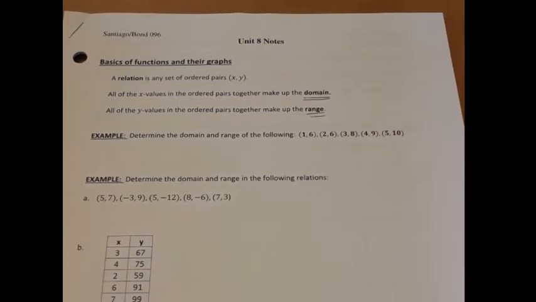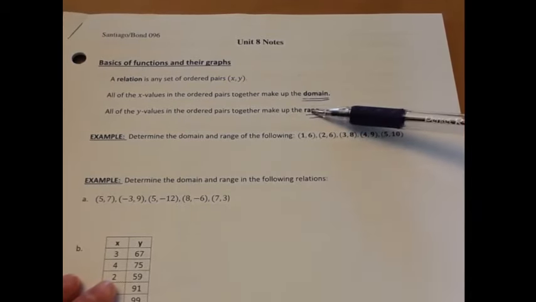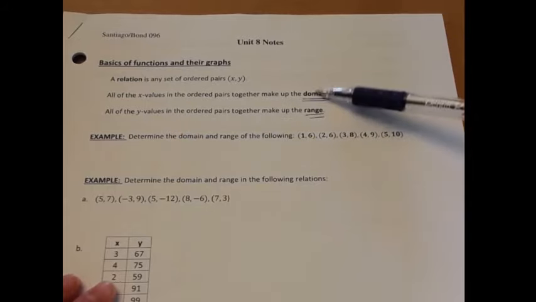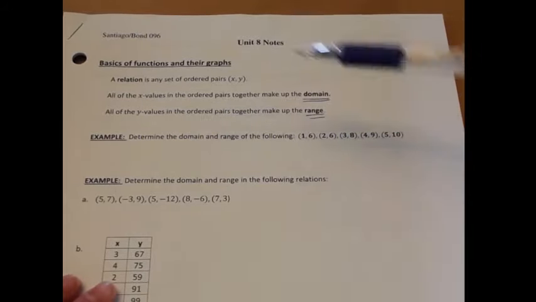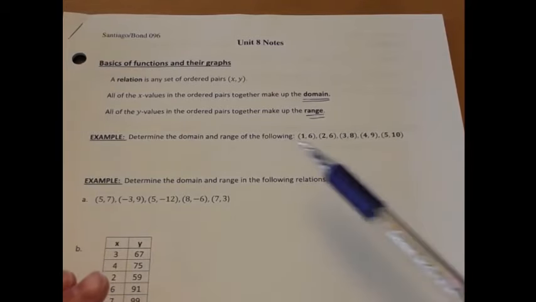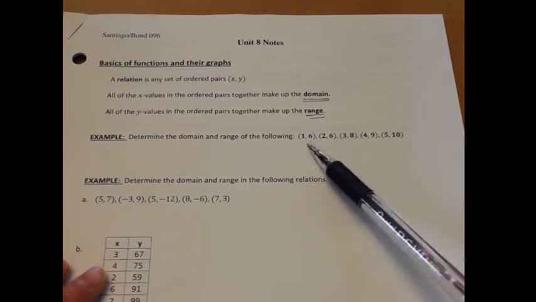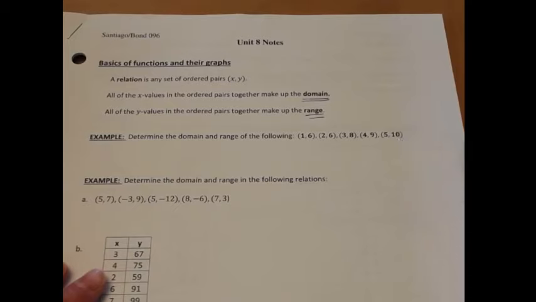If ever you're like, oh wait, which is which again? Think x comes before y in the alphabet and d comes before r in the alphabet. So x before y, domain before range. X values make up the domain, y values make up the range. So if I had a relation here, a set of ordered pairs, we have (1, 6), (2, 6), (3, 8), (4, 9), and (5, 10), we want to determine the domain and range of each.